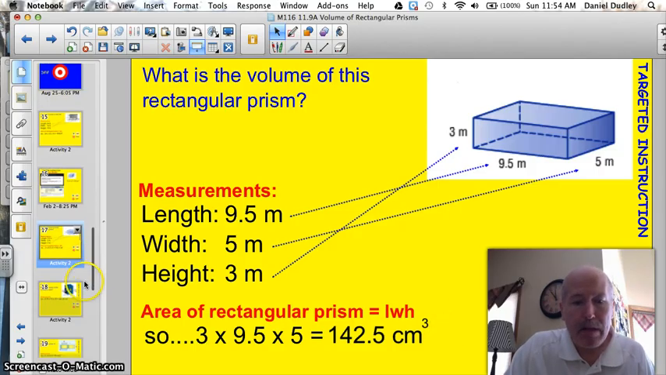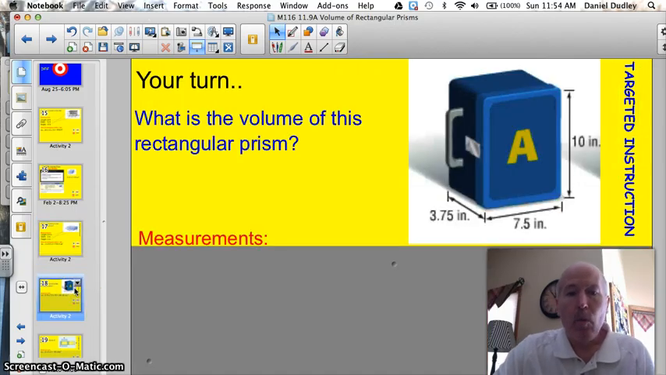All right, your turn. What is the volume of this rectangular prism? Go ahead and pause it and grab your calculator.